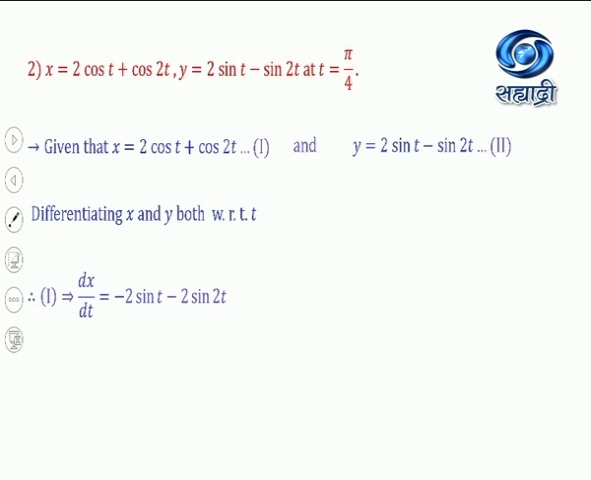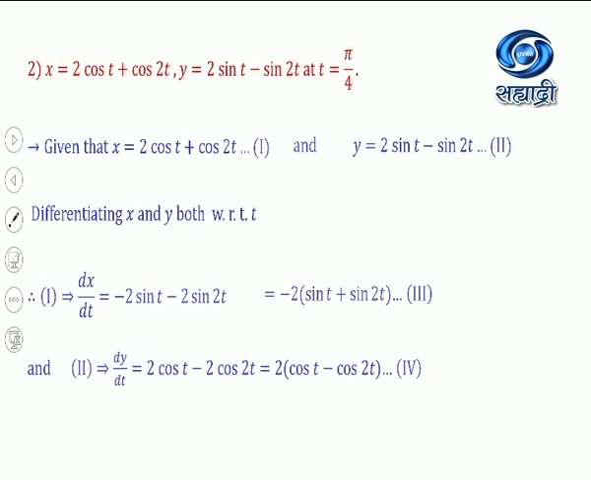What we get? Dx by dt equal to, here derivative of cos t is minus sin t. 2 is constant, can be taken out. Its derivative is minus sin t. So we write minus 2 times sin t here. Same thing is here. Derivative of cos is minus sin. Angle is 2t. So minus sin 2t into derivative of 2t, that is 2. So you write minus 2 times sin 2t. And this can be written as minus 2 is common. In bracket you write sin t plus sin 2t. We denote it by equation number 3.